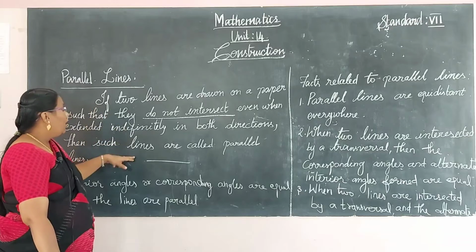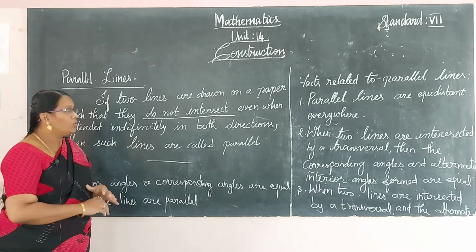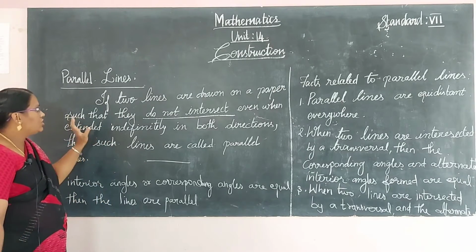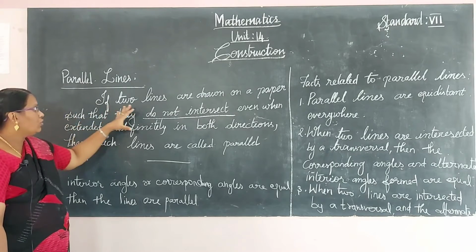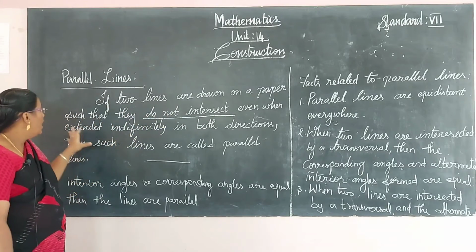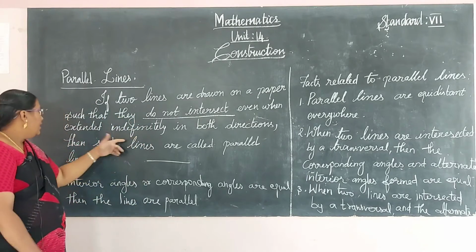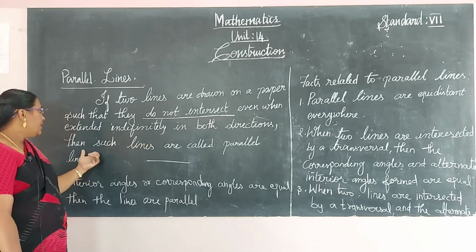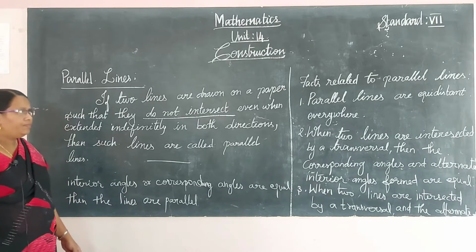In this chapter we have to learn how to construct parallel lines. What is the definition of a parallel line? If two lines are drawn on a paper such that they do not intersect even when extended infinitely in both directions, then such lines are called parallel lines.